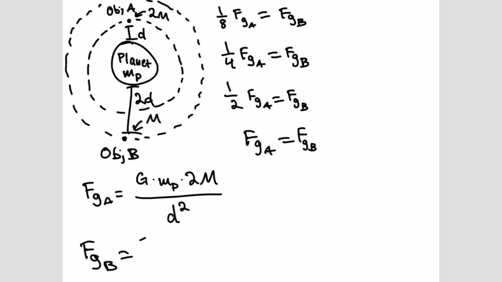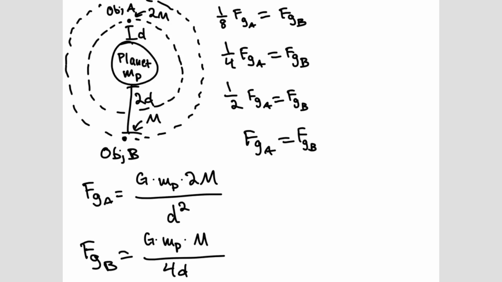FGB is going to be, that's a bad g, Newton's constant times the mass of the planet times its mass, which is just m, over 2d squared. 2d squared is just 2 times d times 2 times d. So that's 2 times 2, that's 4, d times d, d squared. So I can rewrite that more simply as 4d squared.